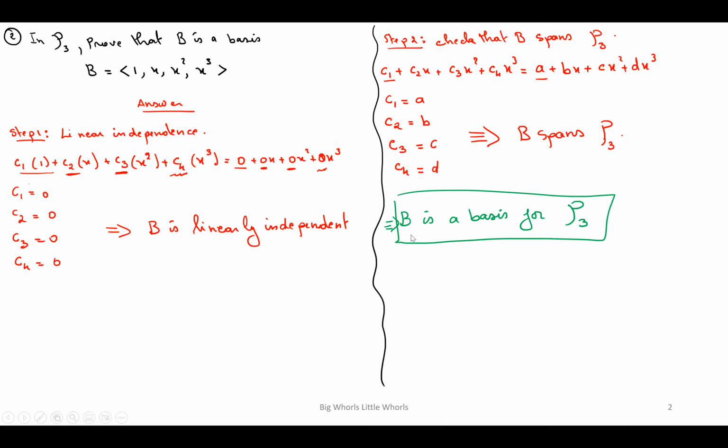Okay, so I'm going to stop here, and in the next video we are going to continue with the concept of representation. How do you represent a vector with respect to a basis in a vector space? Okay, see you.